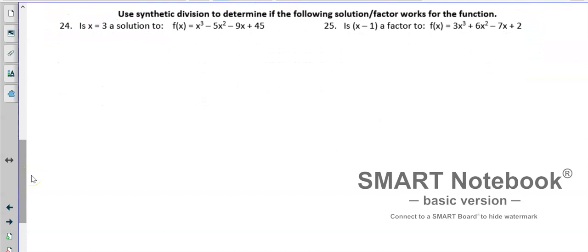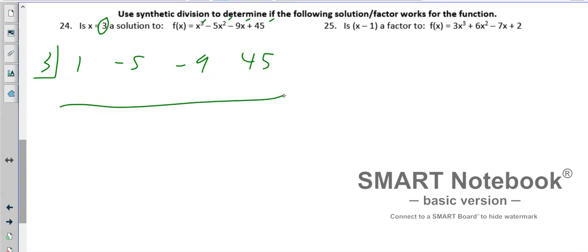Okay, so this one is a combination of the two above. So again, this is the number that goes in the box. I look here, I have 3, 2, 1, 0. So it's 1, negative 5, negative 9, 45. Our goal here is to get a 0. If we get a 0 there, that means it is a factor. If we get a remainder, it's not.